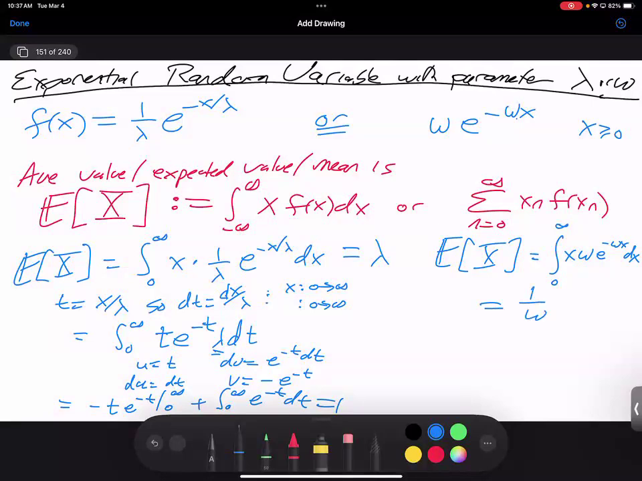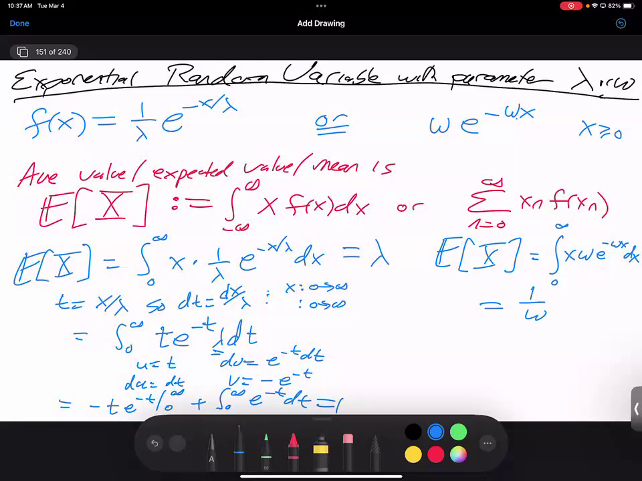It's 1 over omega. Why? Because omega looks like 1 over lambda. So if I just replace omega with 1 over lambda, it's the same as the integral I just did. So I get that the value is lambda, but lambda is 1 over omega. I don't have to do the algebra. So if I have an exponential random variable with parameter lambda, then its expected value is lambda. If I do it the other way, its expected value is 1 over omega.